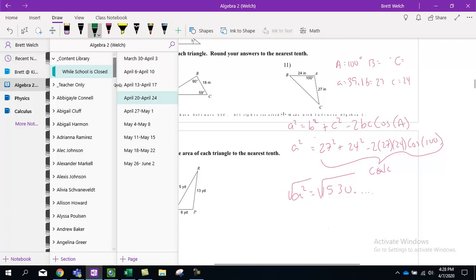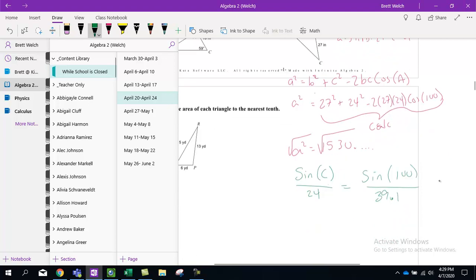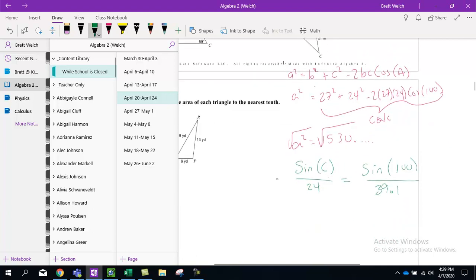So I'm going to grab maybe a different color here, and I'm going to set up for a law of sines. Let's go after big C. So the sine of big C over 24 would equal the sine of big A, 100, over little a, which is, we said, 39.1. Okay. And now to solve for C, we're going to times by 24 on both sides, and we'll get that the sine of C equals some number. So let's go find out that number.